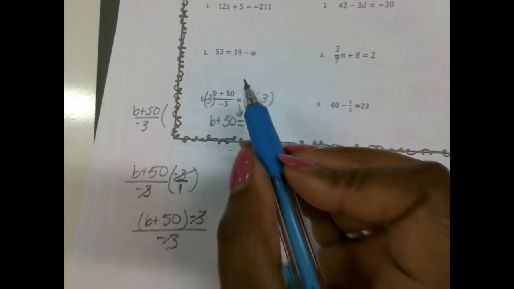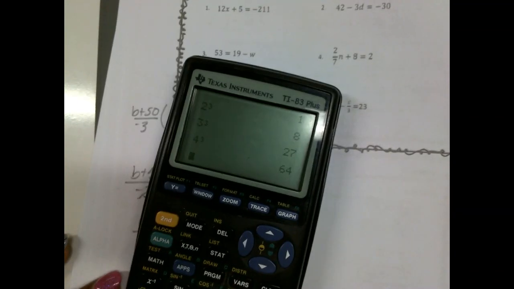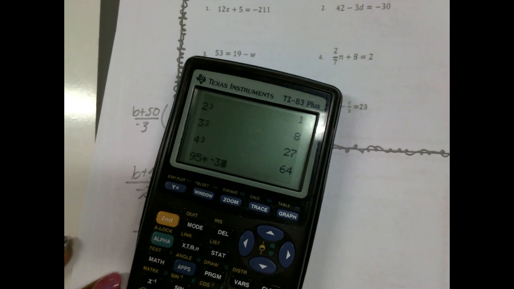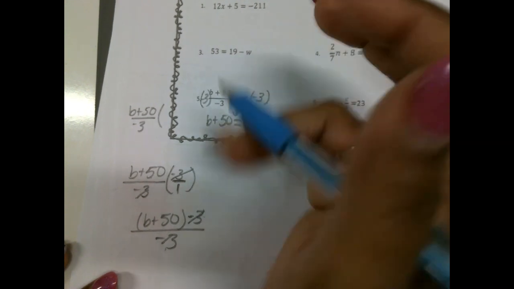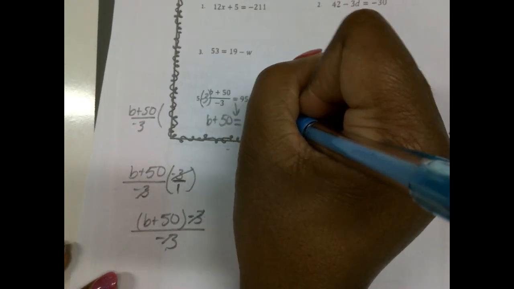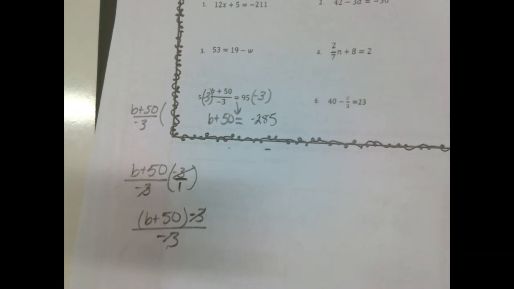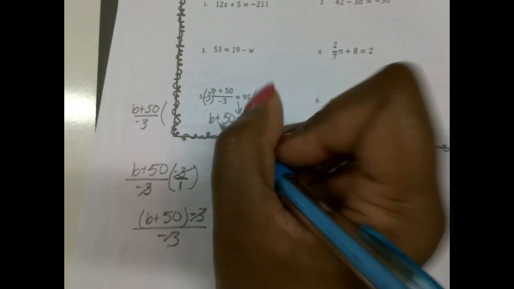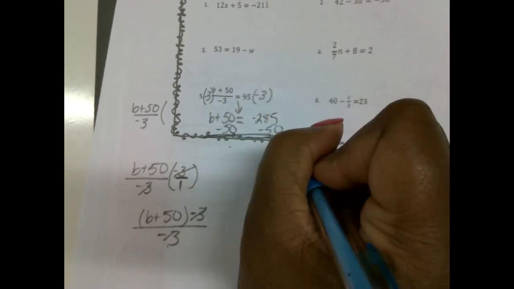Okay? So now we're going to multiply 95 times a -3. What's 95 times a -3? -285. Good job. So now what are we going to do to isolate the variable B? Subtract 50. Very good. So we're going to subtract 50 on both sides.